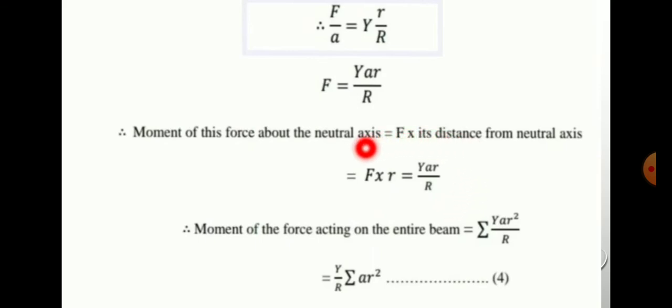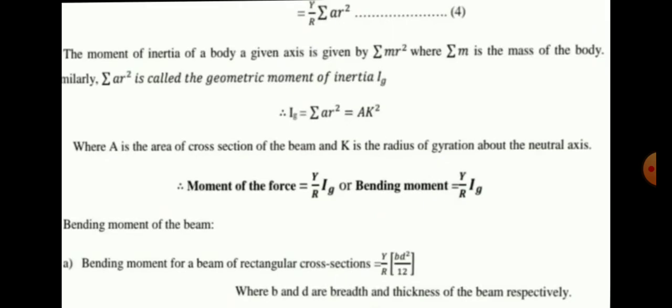This equation is for only one beam layer. We found this equation for only one filament. Then we find the moment of the force acting on the entire beam, so we take the summation: summation is equal to summation Y A r square by R. Then Y by R taken common, the remaining term is summation of A r square, that is equation number 4.